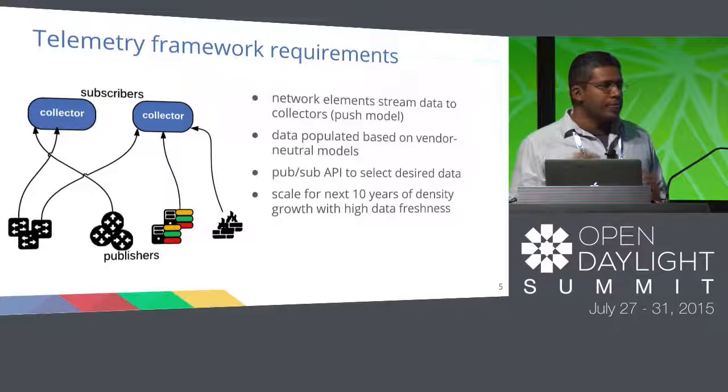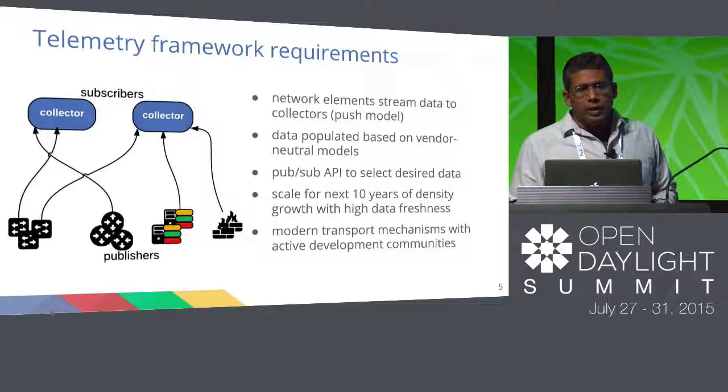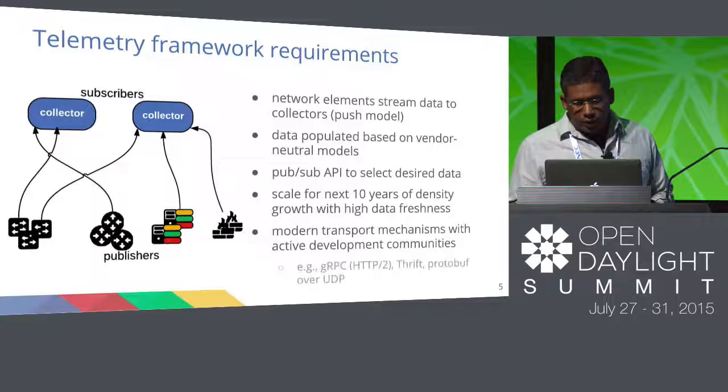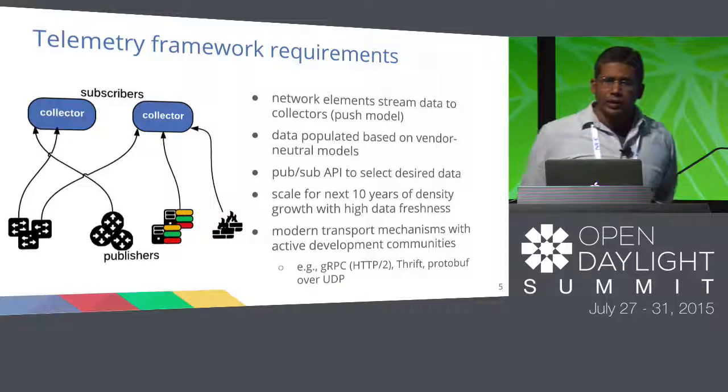If you look at the way routers and switches are growing in density, the mechanisms we have today simply won't scale. And then finally, we need a modern transport mechanism, one that's open and that also has active development associated with it, unlike SNMP, which I think has been relatively stagnant for a long time. So we have some ideas in this space.